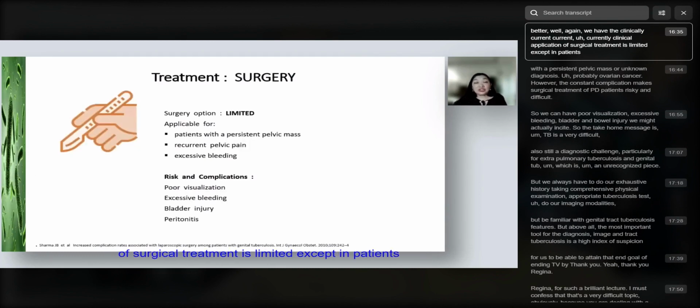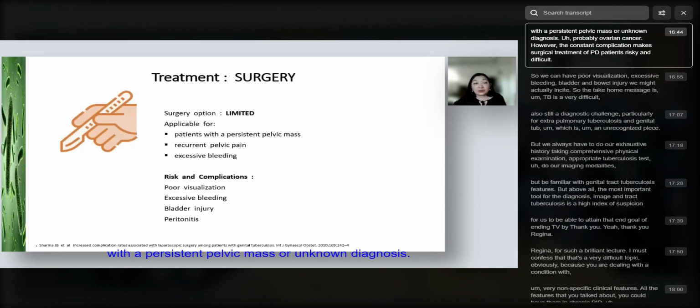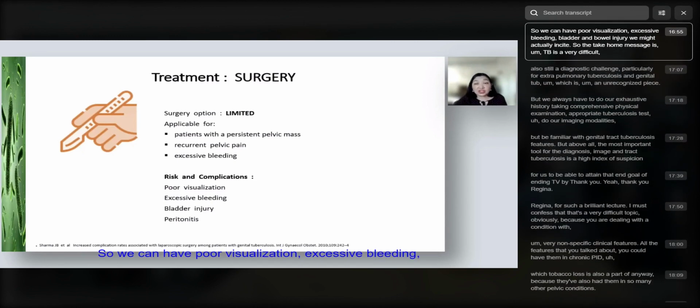Currently, clinical application of surgical treatment is limited, except in patients with a persistent pelvic mass or unknown diagnosis, probably ovarian cancer. However, the consequent complications make surgical treatment of TB patients risky and difficult. So we can have poor visualization, excessive bleeding, bladder and bowel injury, as we might actually incite peritonitis.